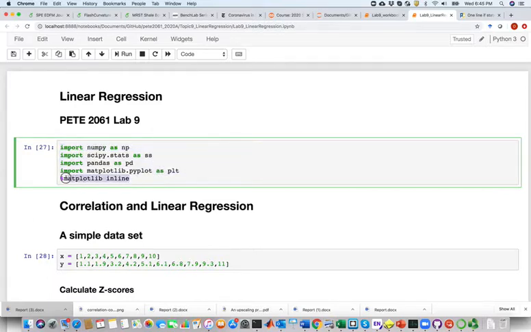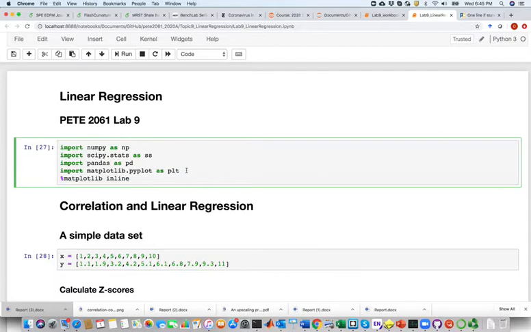Remember what this does. If you don't put this line in there in Jupyter Notebook, then the first time you try to generate a plot, the plot doesn't show, but it shows the second time. So to make it work all the time, we're going to use this command.